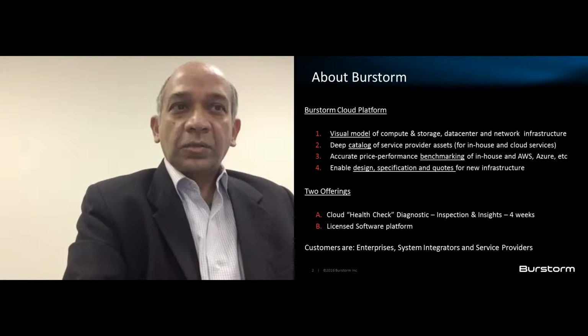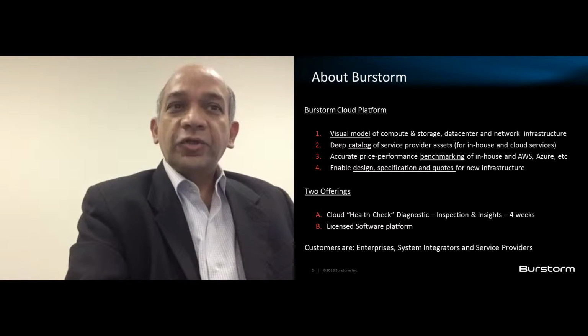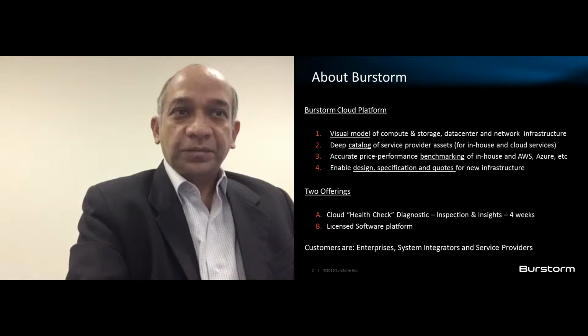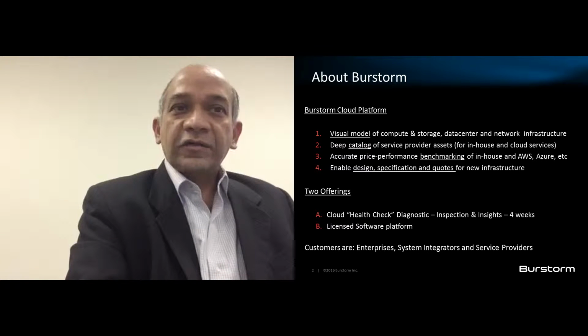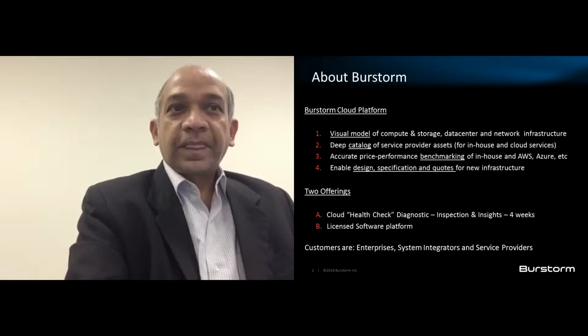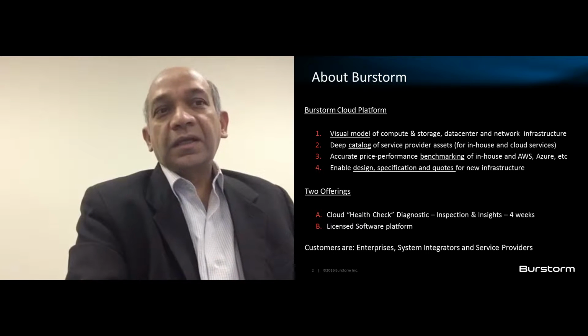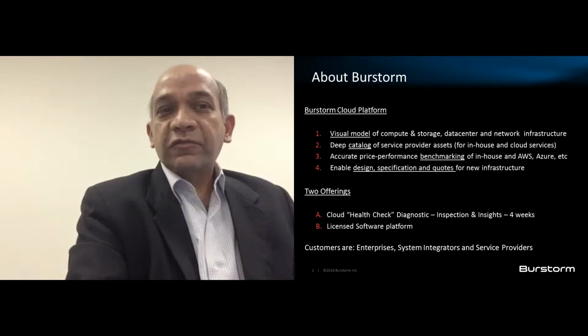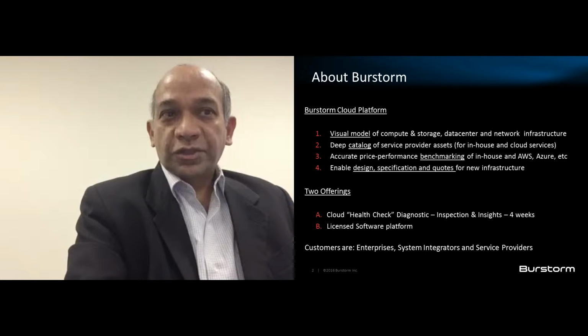The Burstorm cloud platform consists of four parts. One, the ability to create a visual model of compute and storage, data center, and network infrastructure. It consists of a deep catalog of service provider assets, both in-house as well as cloud services. It has an accurate price performance benchmarking system of standardized application load for in-house and external clouds such as AWS, Azure, etc. And it allows design, specification, and quotes for new infrastructure.